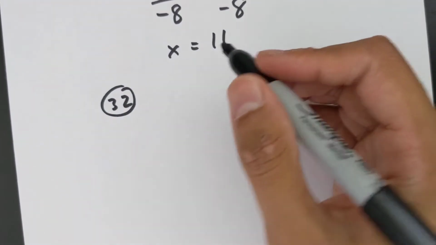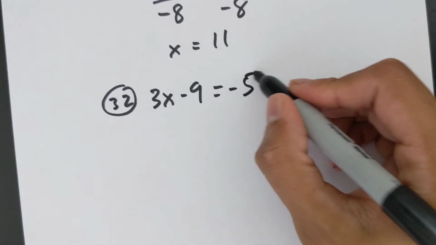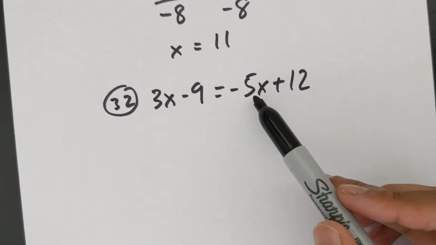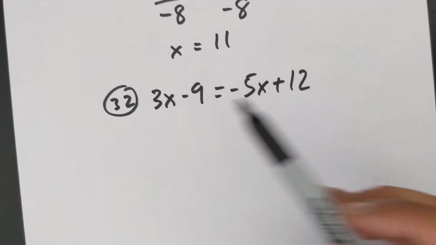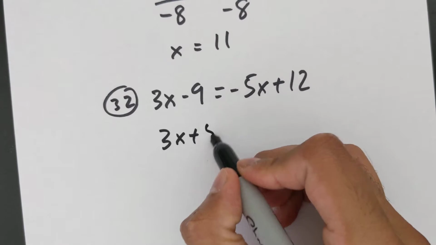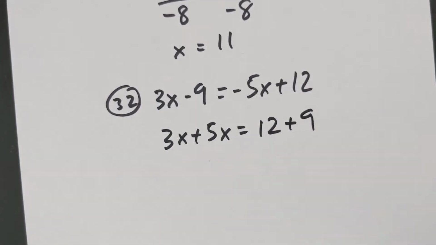Question 32, I have 3x minus 9 equals negative 5x plus 12. So I'm going to start by moving this negative 5x to this side. It's going to be positive, and I'm going to move the negative 9 to the other side. It's going to become positive as well. So I have 3x plus 5x equals 12 plus 9. I did the double movement.